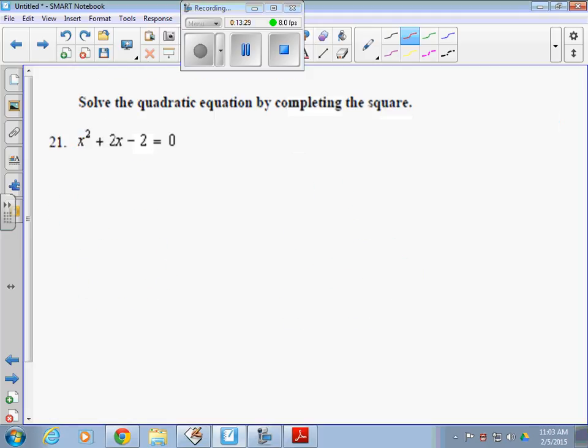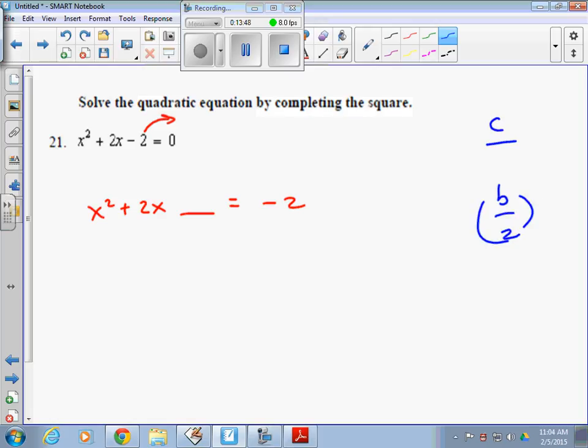Complete the square for this one. This is a bad C. It's not a perfect trinomial. So x squared plus 2x plus C equals, if we move it over, it's going to say negative 2 on the other side of the equal sign. We've got to find our value of C. C is going to be B divided by 2, squared. B in this case is 2. Divided by 2 is 1, and 1 squared is positive 1.